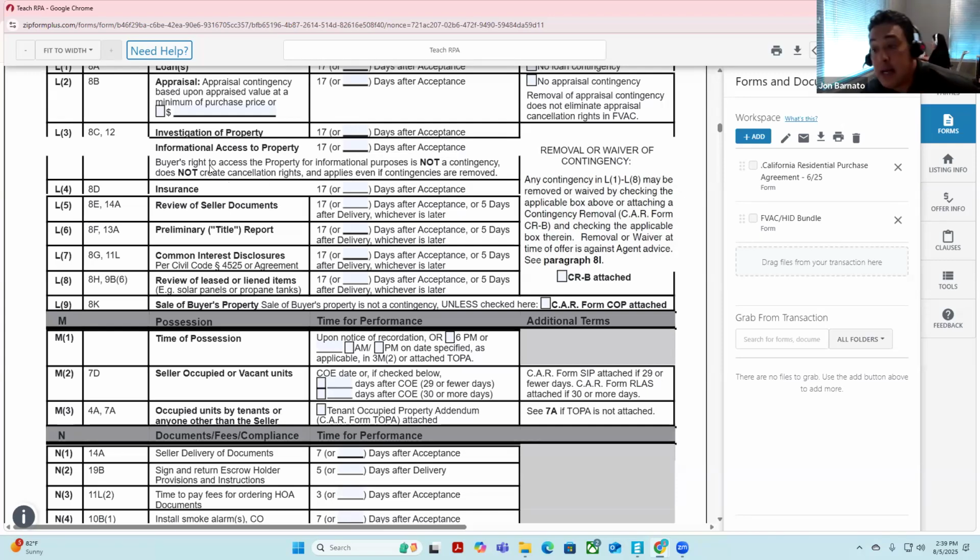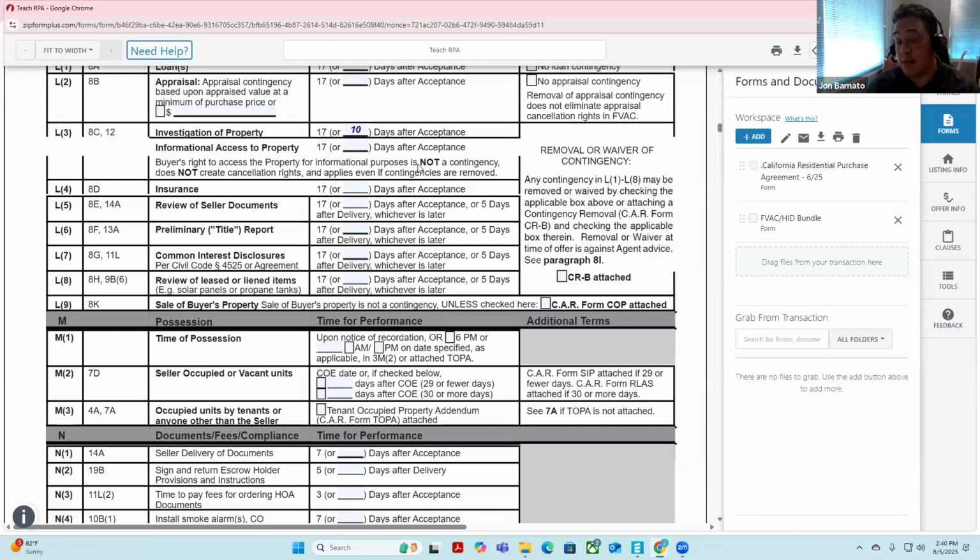Now, this is different. There's also in the contract informational access to the property. The buyer's right to ask the property for information is not a contingency. So this is not a contingency. You may write this as 10 days for inspection, but leave this at 17.